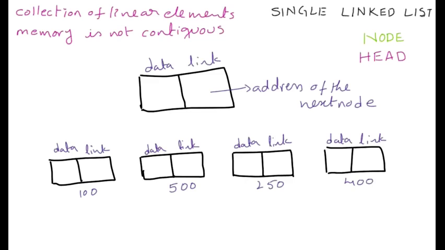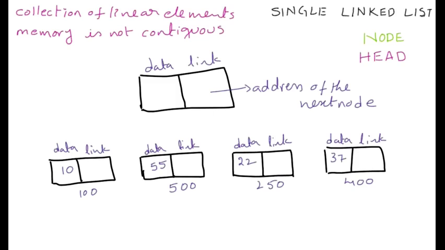Since the elements are not in contiguous memory locations, that's why we have given the addresses like 100, 500, 250 and 400. Let us try to fill the data field with some values. Let us consider it is of integer type, 10, 55, 22 and 37 we have filled.